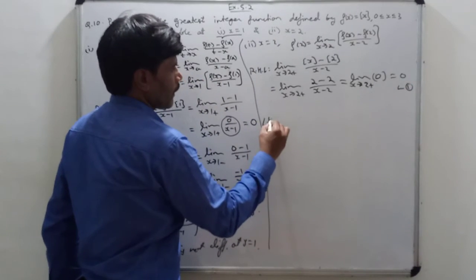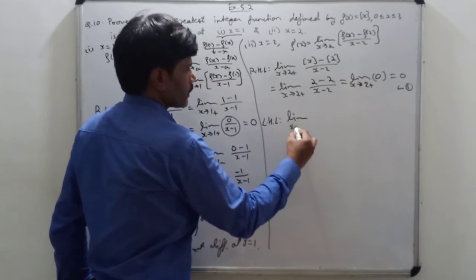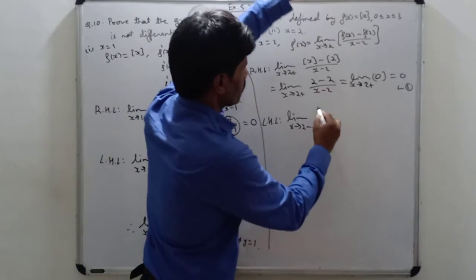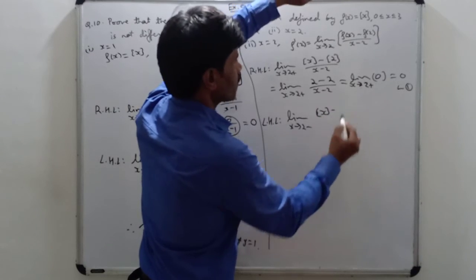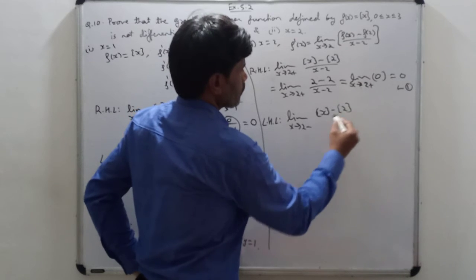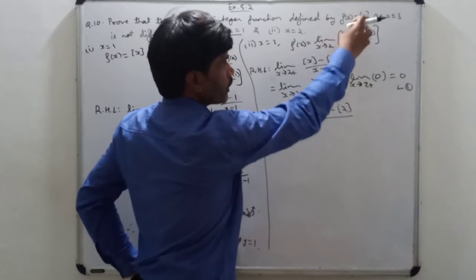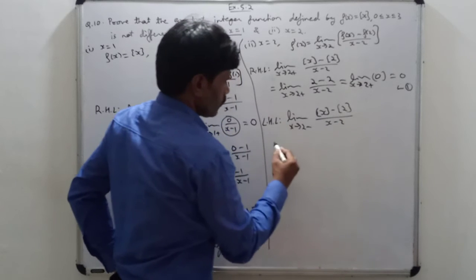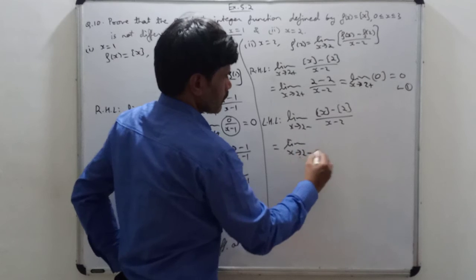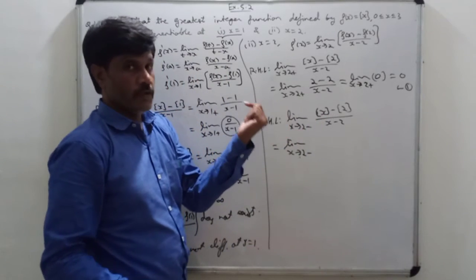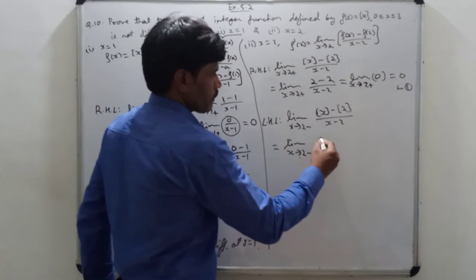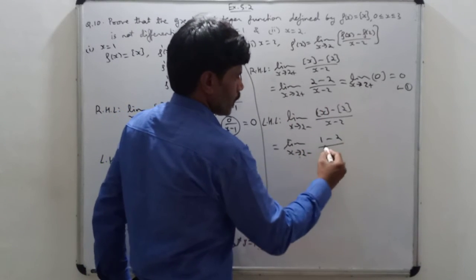Now you find out the LHL, the left hand limit, limit x tends to 2 minus. So f(x) is the integral value of x, the greatest integer value of x we can say, minus f(2), which is the integral value of 2, upon x minus 2. So that is equal to the limit x tends to 2 minus. 2 minus means less than 2, 1.99 something. So what is the integral value of 1.99? That is 1. Minus the integral value of 2, which is 2, upon x minus 2.